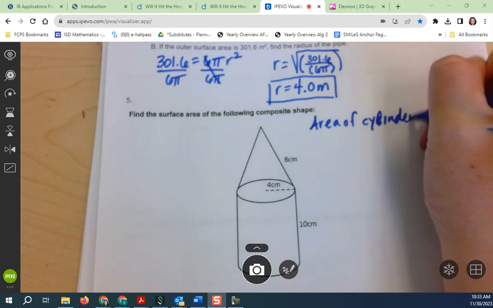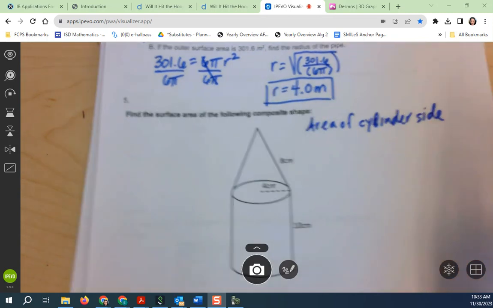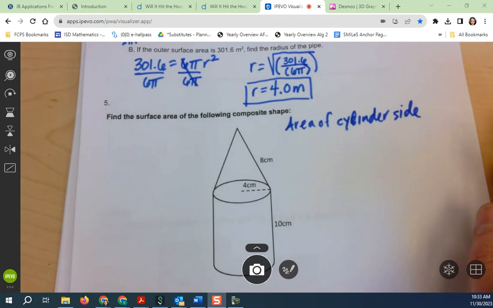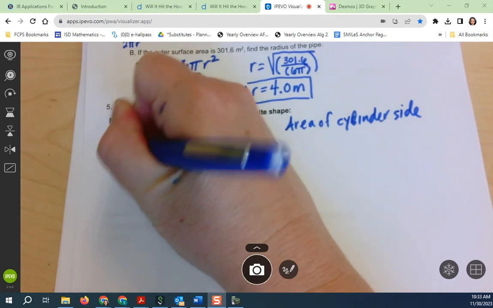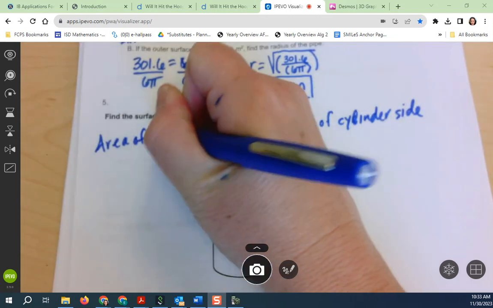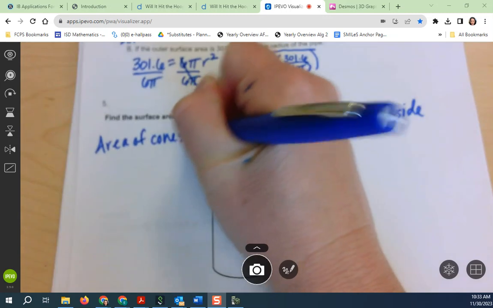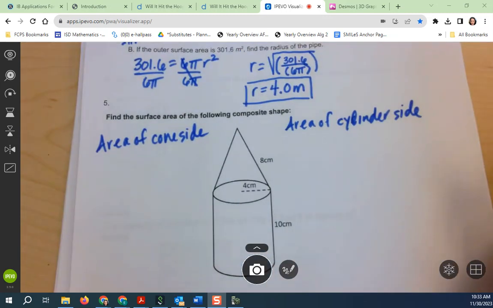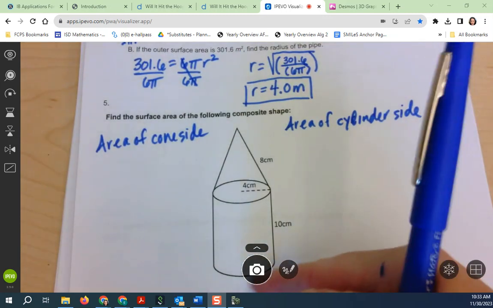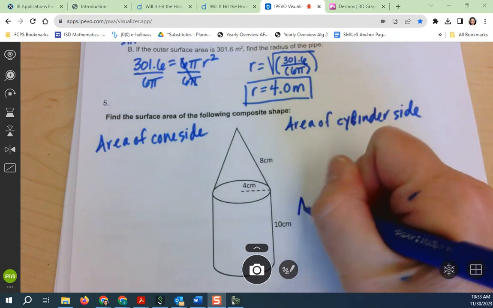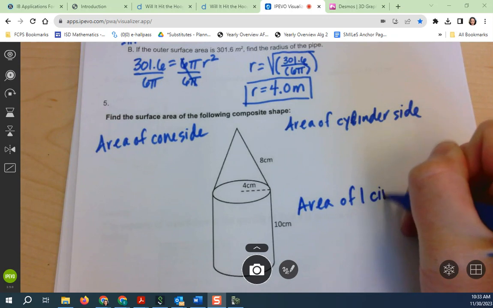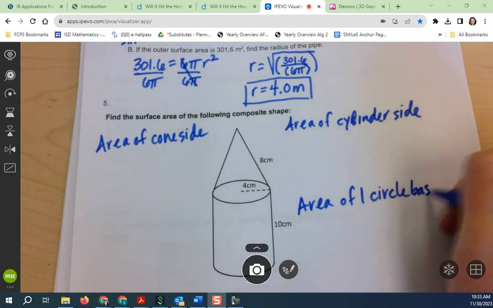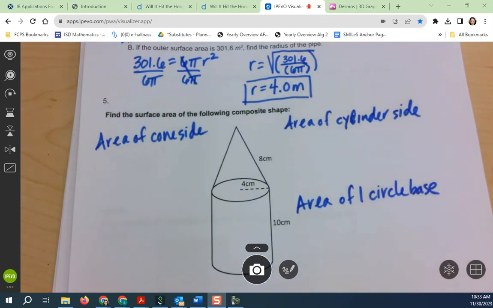Cylinder side. And we'll do the area of the cone side. And then we'll do the area of one circle base, the one that's at the bottom. Those all have formulas in the formula booklet.